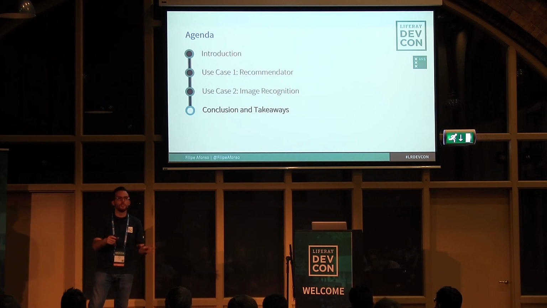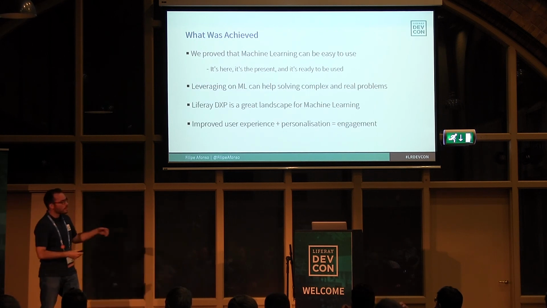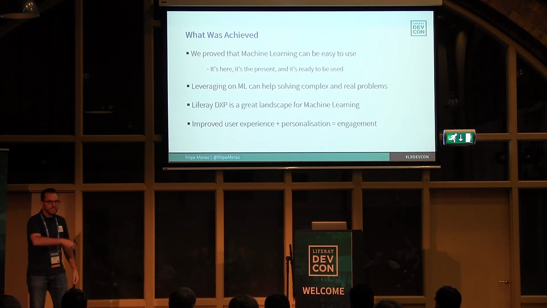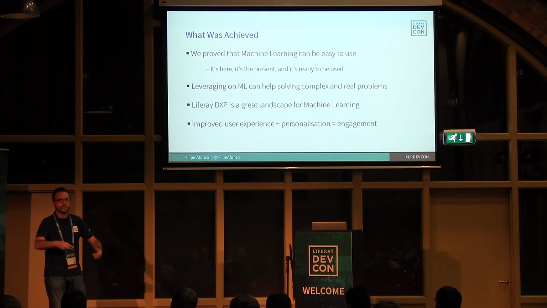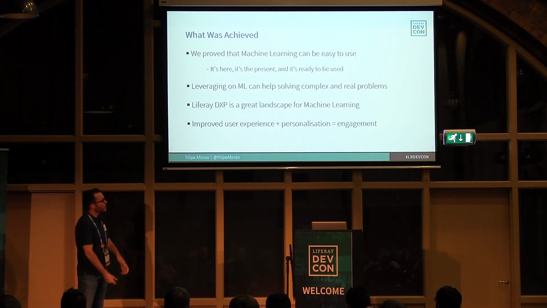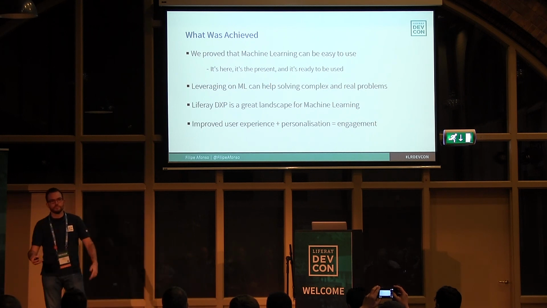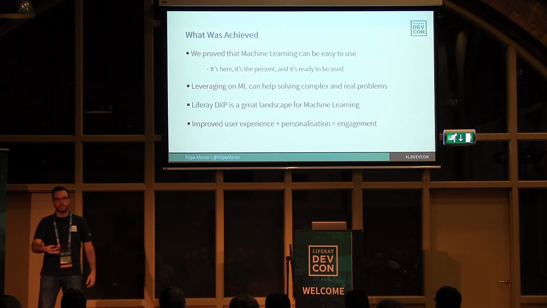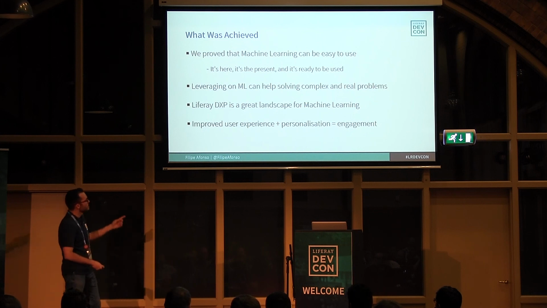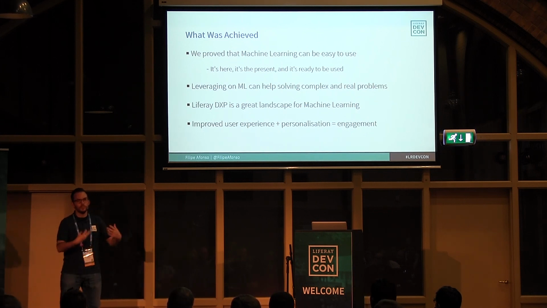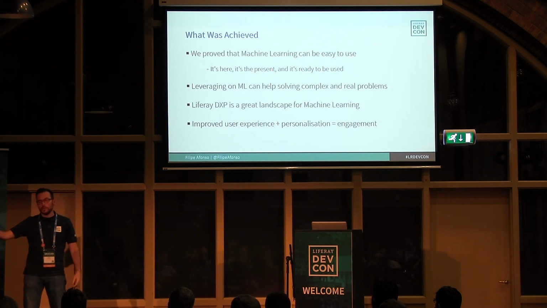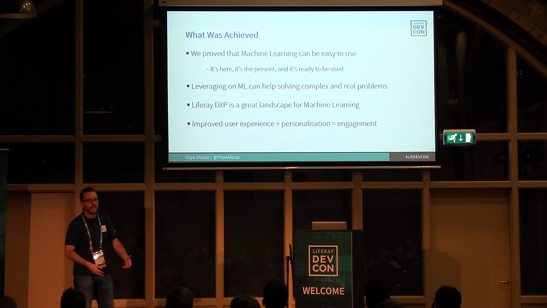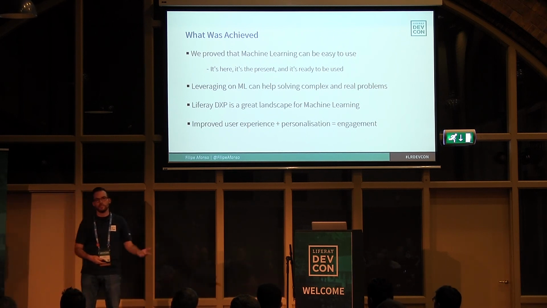And that was it, guys. Just to share with you some conclusions and takeaways really fast. I think this proves that machine learning can be really easy to use, right? It's here, it's the present, it's not something in the cloud, really abstract. It's here today, and you can use it to solve really complex problems. With that in mind, Liferay DXP can be a fantastic environment to do all these experiments and proofs of concept. Also important to say that examples like this will give you an improved user experience. Examples like the recommender that Carlos was talking about will give you personalization for your users. And at the end of the day, you will achieve enhanced engagement, right?